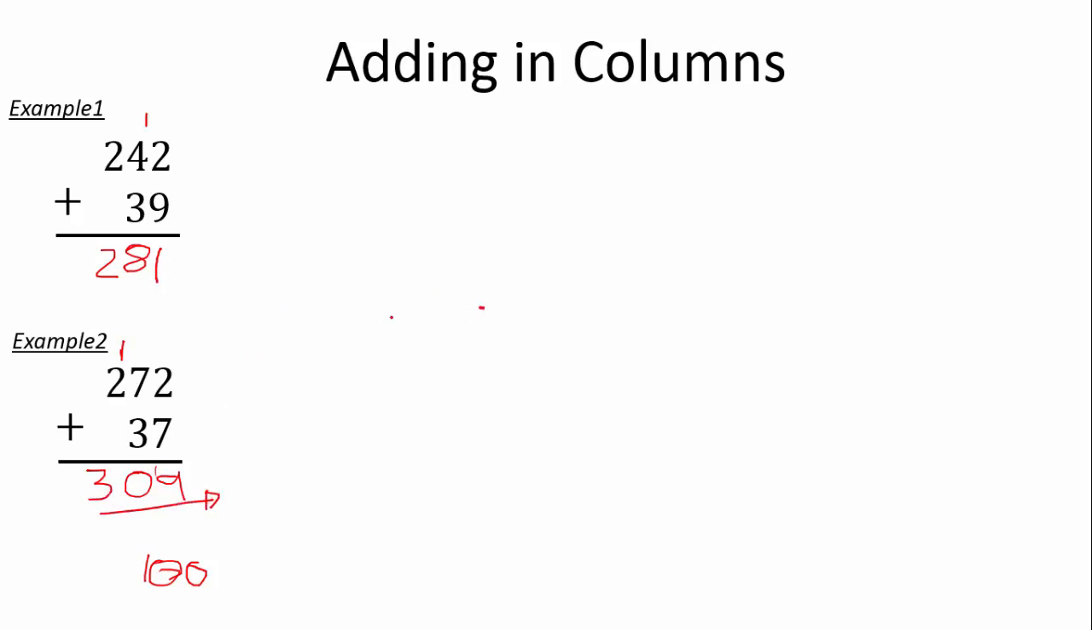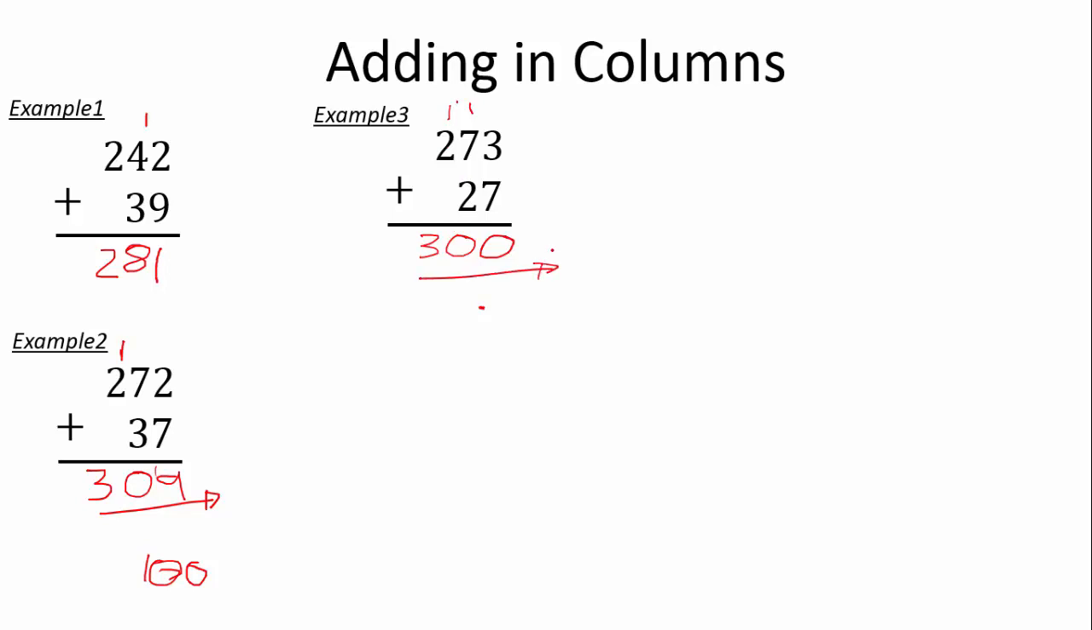Great. Let's have a look at this next example. 273 plus 27. 3 plus 7 is equal to 10, so we're just going to write the 0. We're going to carry the 1 to above there. 1 plus 7 is 8, plus another 2 is 10 again. Okay, so we're going to just leave the 0 there. Going to carry the 1 over. 1 plus 2 is equal to 3, and there's our answer, 300.